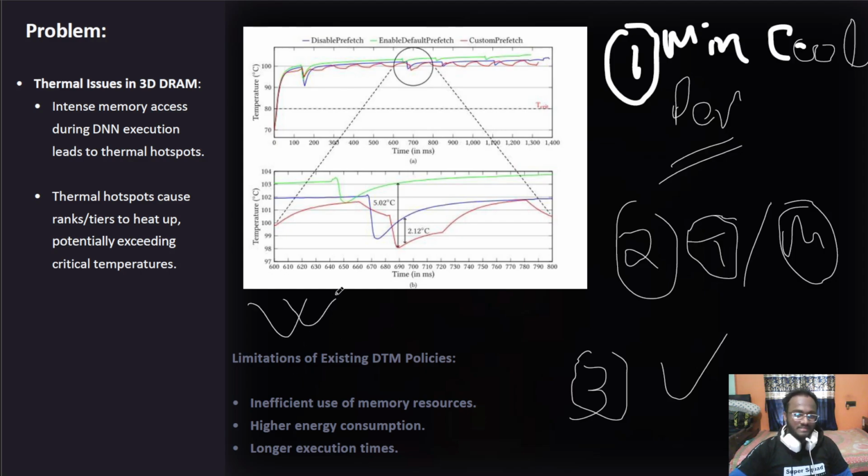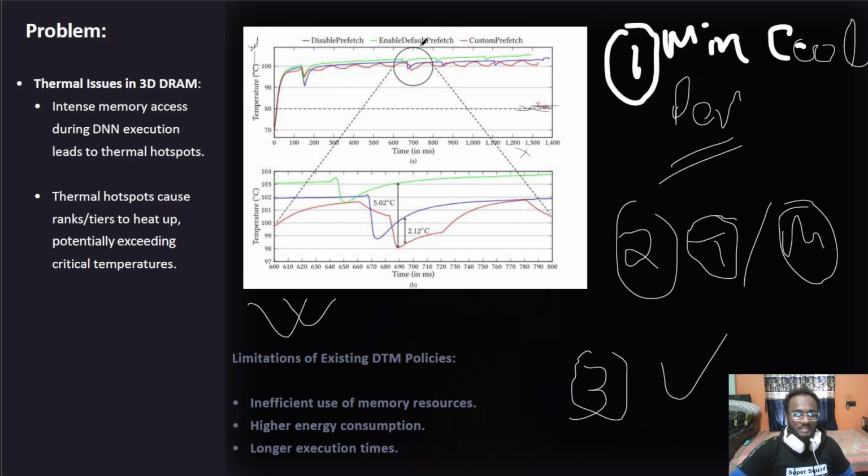In this given diagram, there is a temperature graph and a time graph. On the x-axis there is time, and on the y-axis there is temperature. According to that, this is T critical, that means the critical temperature. If the temperature exceeds T critical, we will treat it as an overheat issue. We have to deal with that. How to deal with that, we'll discuss later.